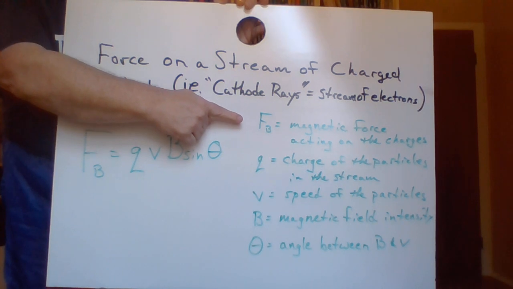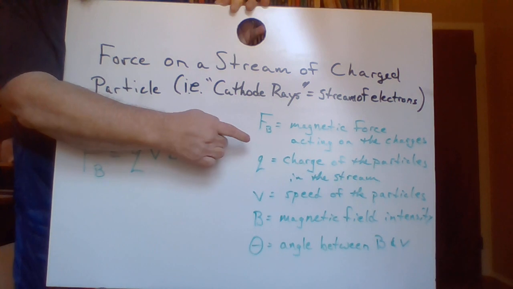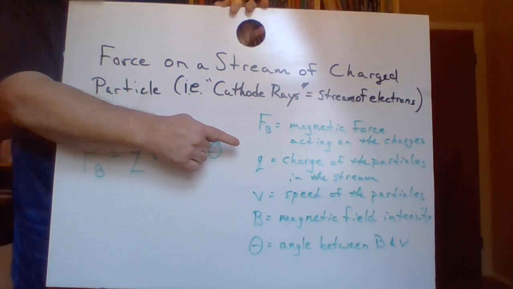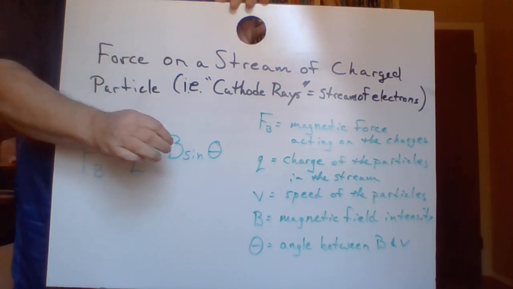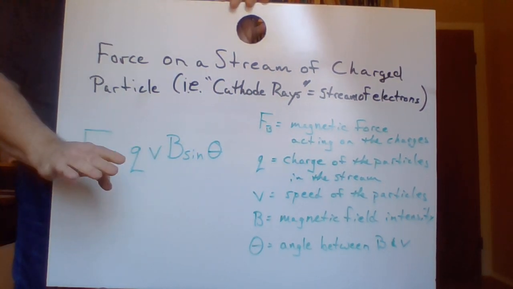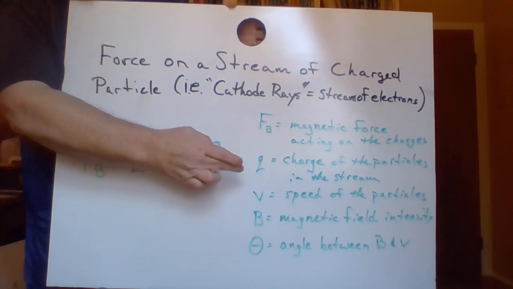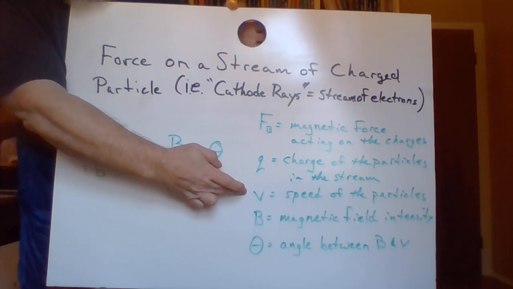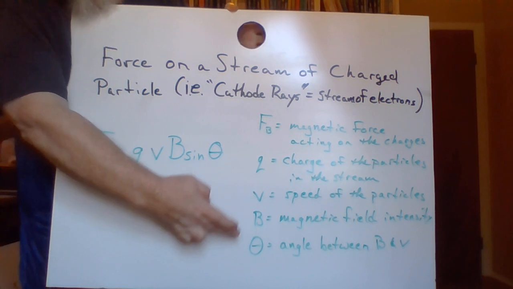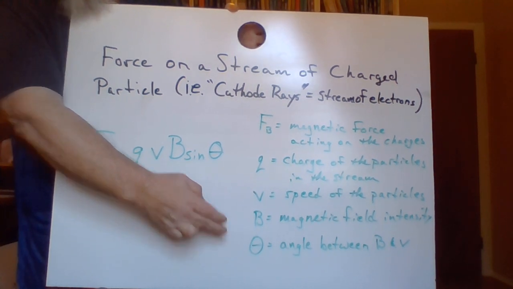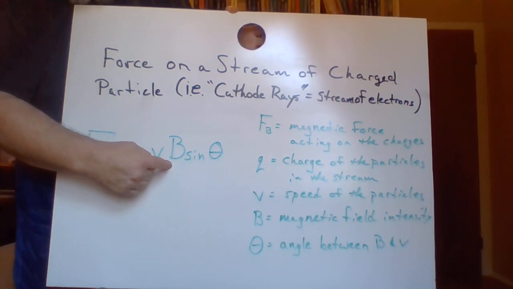F is the magnetic force causing the particles to change their direction. Q is the charge of the particles that are moving. Okay? You use the charge of each individual particle, not the whole stream. You don't worry about the whole stream. You worry about individual particles within the stream. Okay? V is the speed the particles are moving in the magnetic field. B is the magnetic field intensity. Theta is the angle between the direction of V and the direction of the magnetic field.